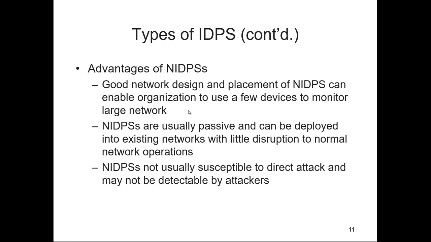Some of the advantages of network IDSs: good network design and placement of network IDS devices can enable an organization to use a few devices to monitor a large network. It depends on how you put those devices within the network, but you can use just a few devices to monitor the whole network. Network IDSs are usually passive devices and can be deployed into existing networks with little or no disruption to network operations.